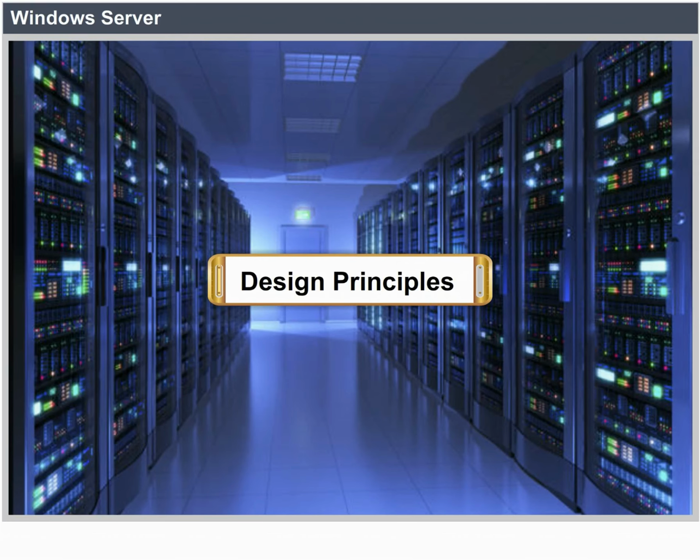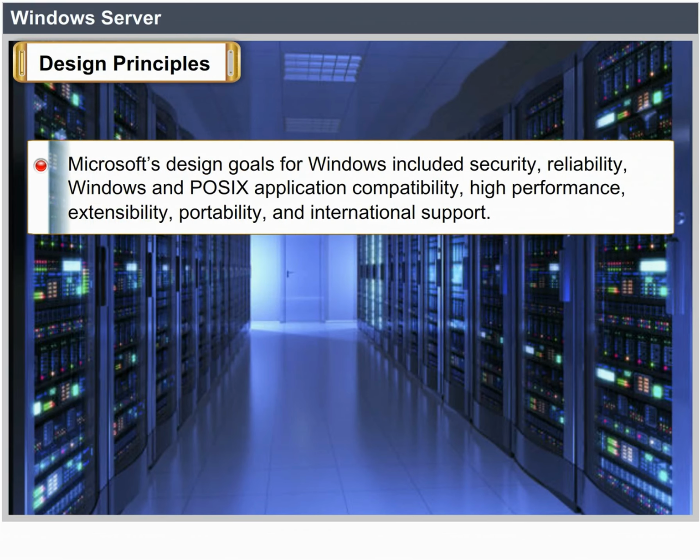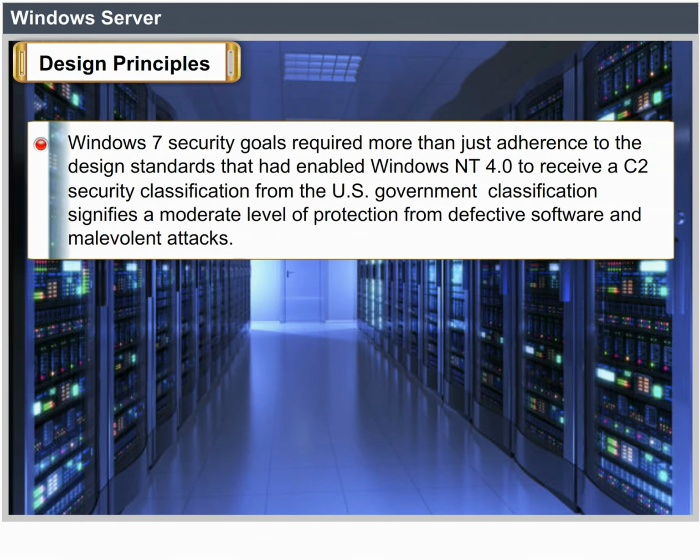Microsoft's design goals for Windows included security, reliability, Windows and POSIX application compatibility, high performance, extensibility, portability, and international support. Some additional goals, energy efficiency and dynamic device support, have recently been added to this list. Windows 7 security goals required more than just adherence to the design standards that had enabled Windows NT 4.0 to receive a C2 security classification from the US government.